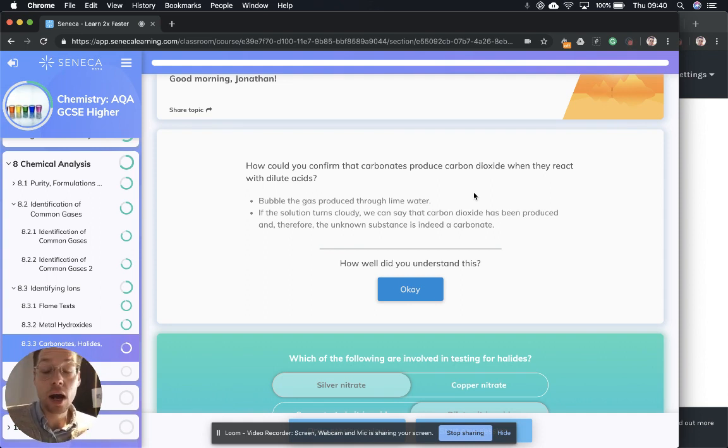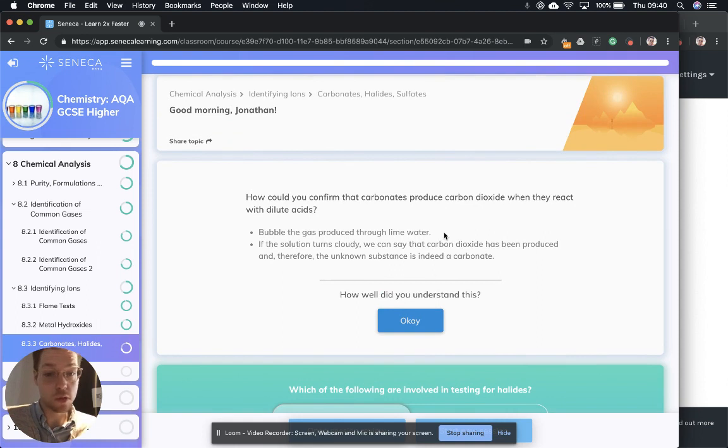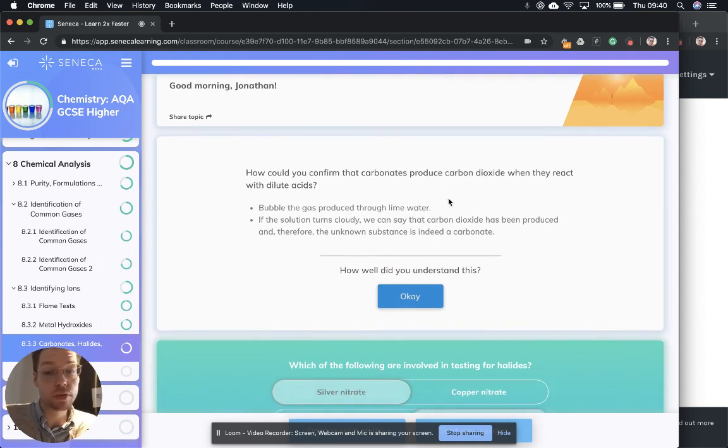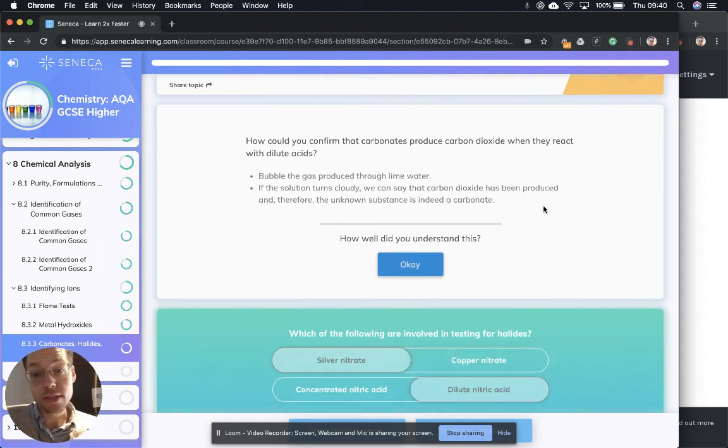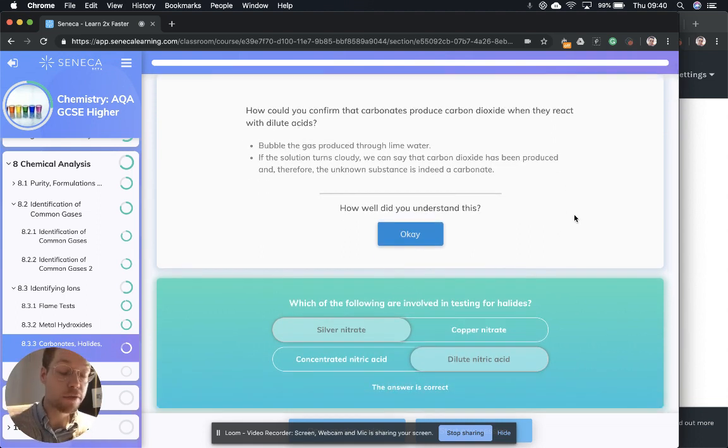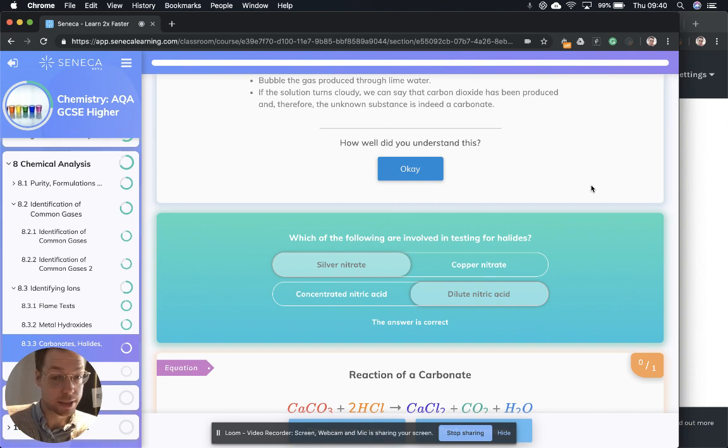Now, a question might ask you, how can you confirm that carbon dioxide was produced? If you've checked out the other episodes, particularly identification of common gases, you should know the test for carbon dioxide. Can you remember? It's the limewater test, okay? So we bubble the gas through limewater, and if the solution turns cloudy, we say that carbon dioxide has been produced. Therefore, if we put an unknown substance in a dilute acid, tested the gas, and it was carbon dioxide, it means we have a carbonate.